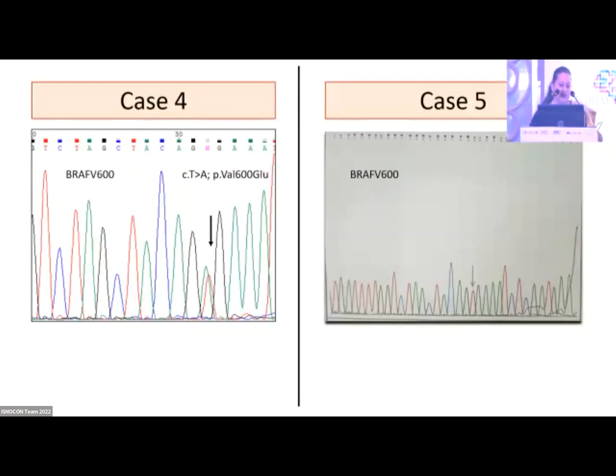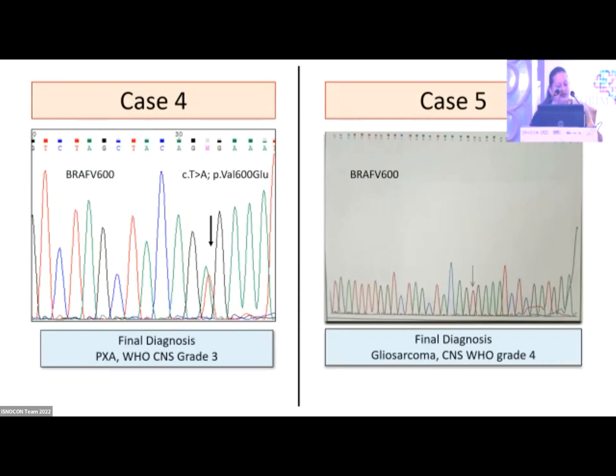So with the PXA-like morphology, we went ahead with the sequencing for BRAF V600E. And in case 4, you can see that BRAF V600E was mutant. So in this case, the diagnosis was a PXA, WHO CNS grade 3. However, in case 5, the BRAF was negative, and in keeping with the morphology, that there are distinct areas of spindle architecture, increased reticulin, loss of GFAP, the diagnosis is more in keeping with gliosarcoma.